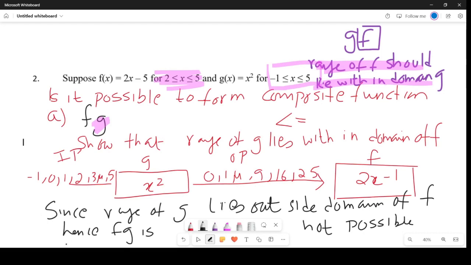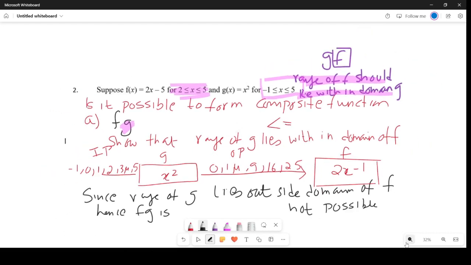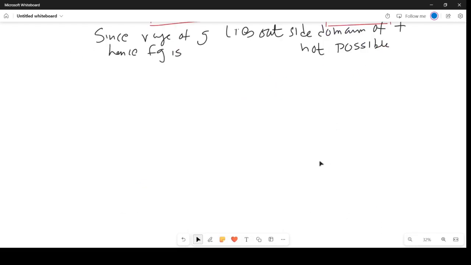These examples were linked to the questions that ask you whether it's possible to form composite function fg or gf or whatever letters. Now we're going to discuss how to find the domain and range of a composite function. So the next subtopic of composite function is finding domain and range of a composite function.